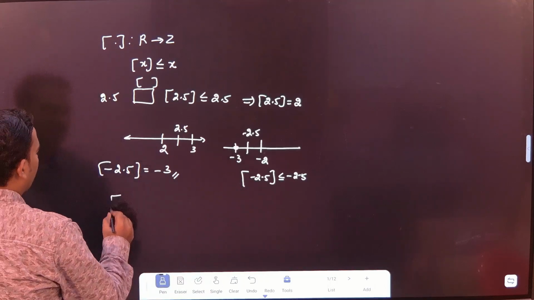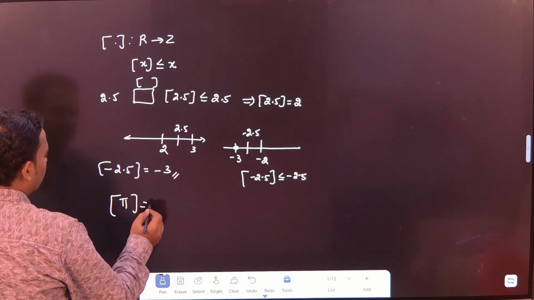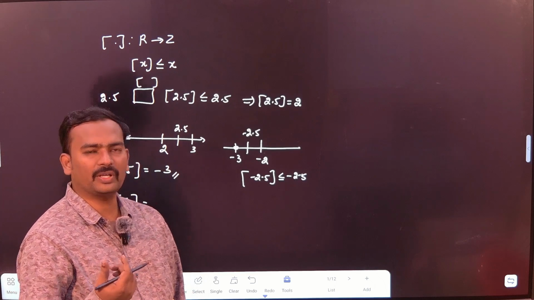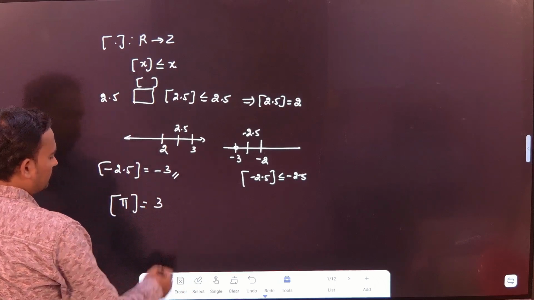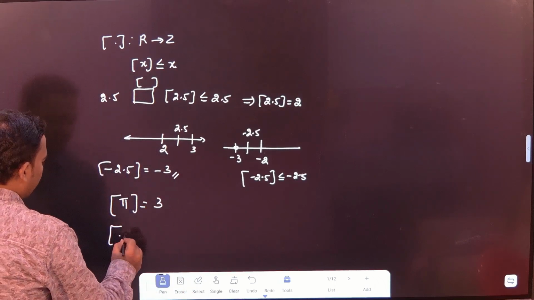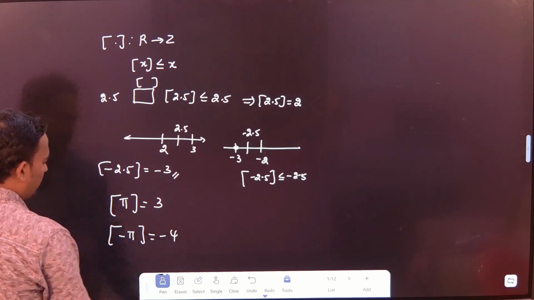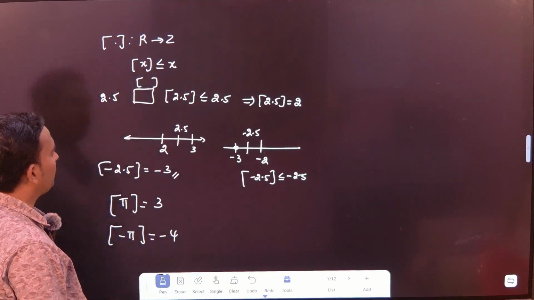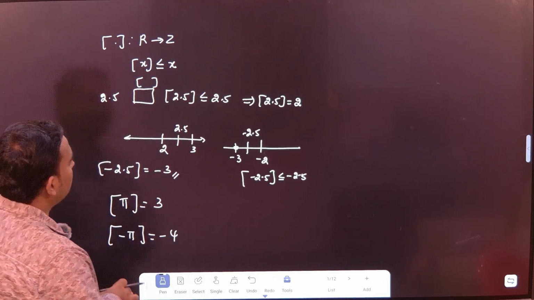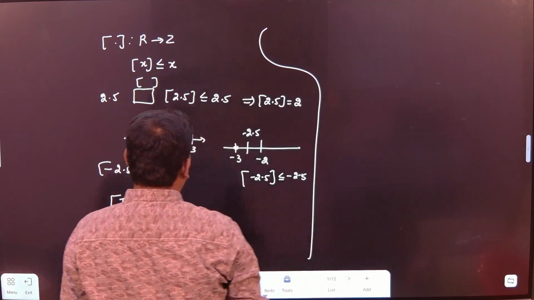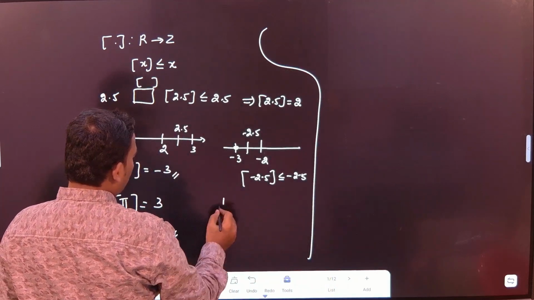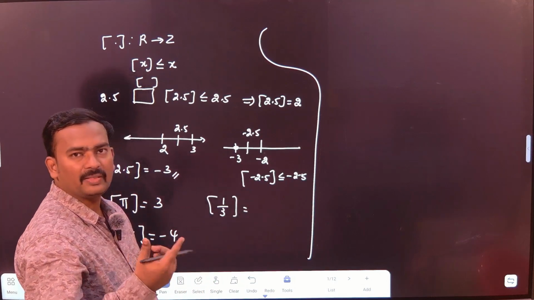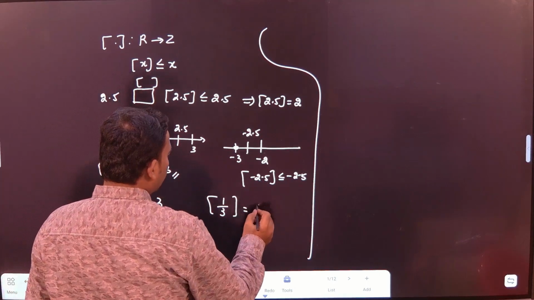For example, if I take the value of pi, 3.14, the greatest integer function of 3.14 is what? 3. Understood? What is the greatest integer function of minus 3.14? It will be minus 4. I hope everyone understood, right? Okay. Let's take one more example. Let's take 1 by 3. What is the greatest integer function? 1 by 3 is 0.3333, right? So it will be 0.